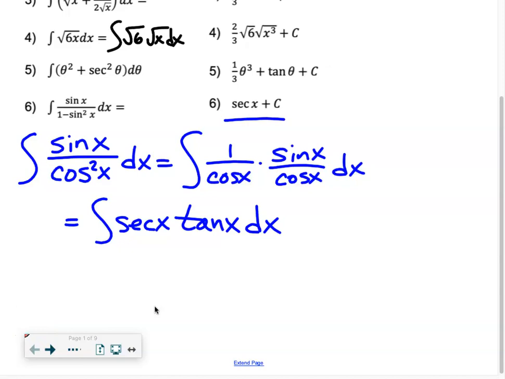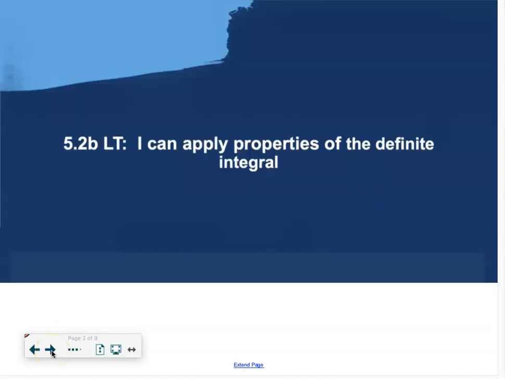All right, little review on antiderivatives. Moving on. Today we are finishing off section 5.2 by doing properties of definite integrals. So we're still not learning how to evaluate them from scratch. We're just going to learn how to work with them a little bit.